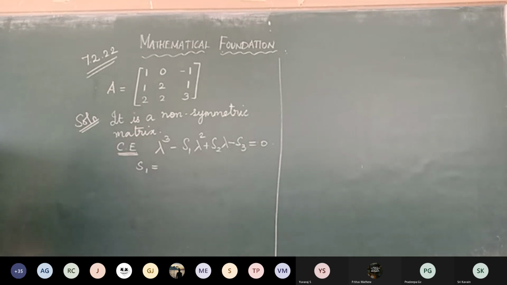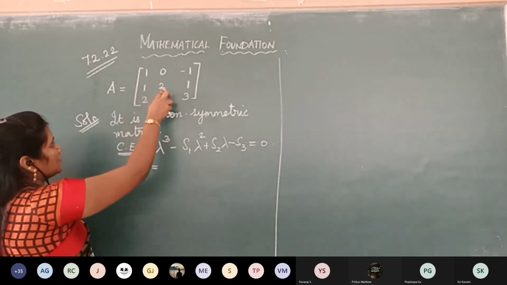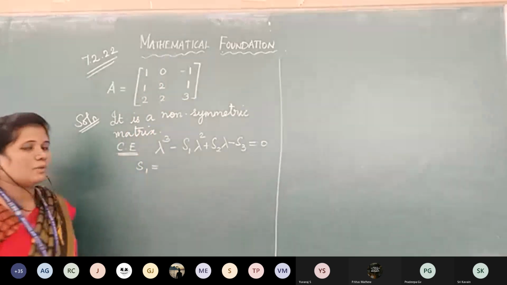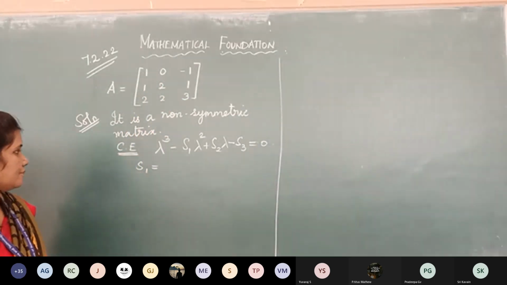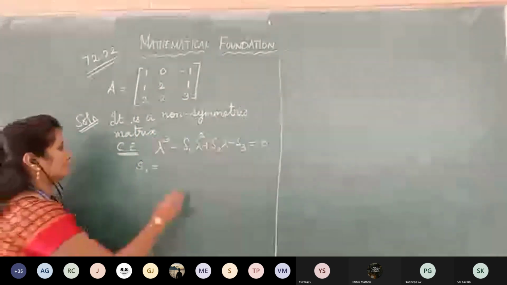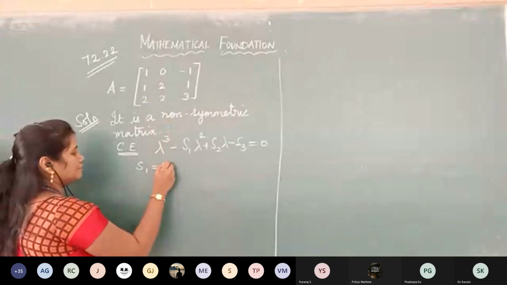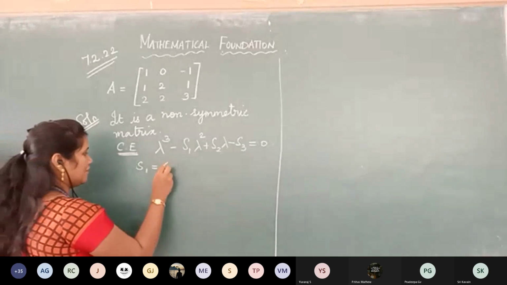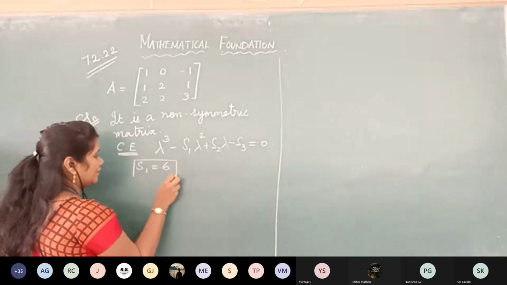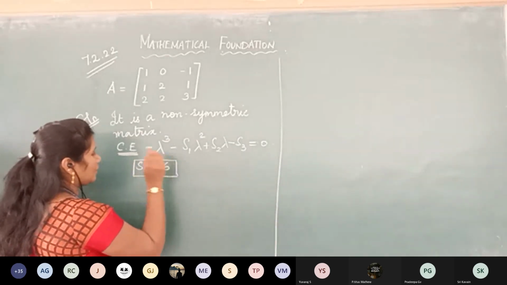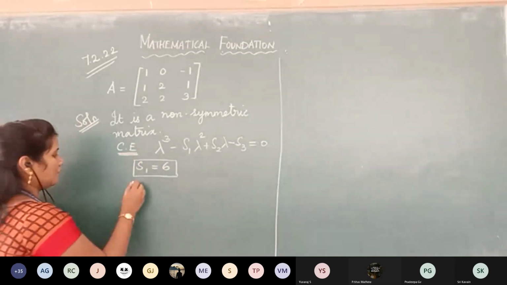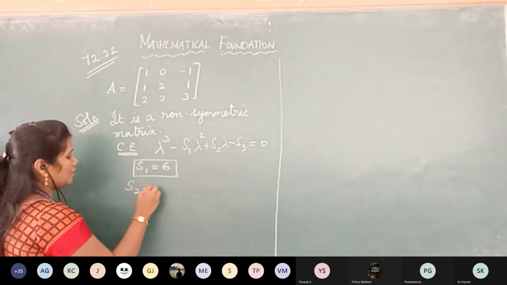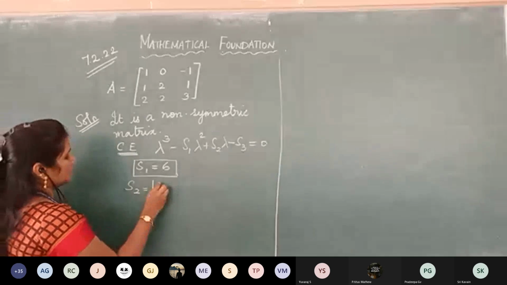When you add your main diagonal elements, 1 plus 2 plus 3, what is your S1? 6. Okay. Next, find S2. Your S2 will be the sum of the minors of the main diagonal elements.